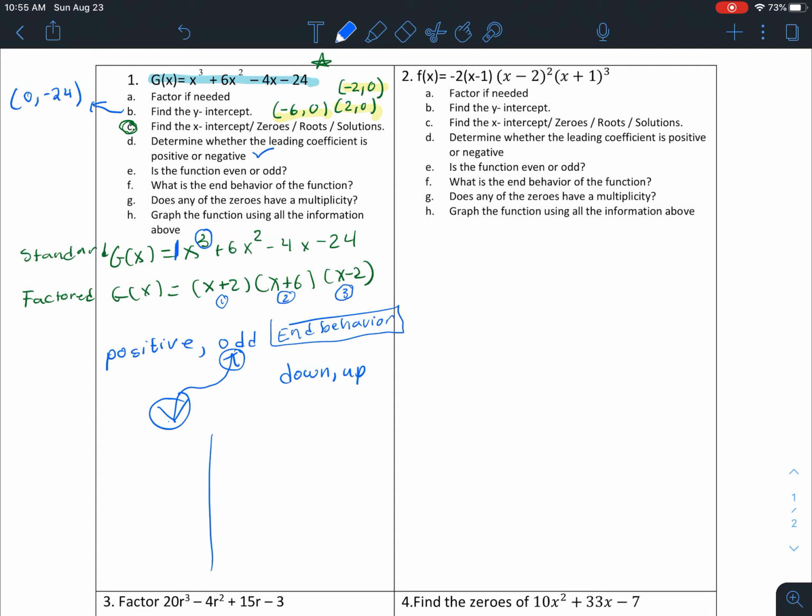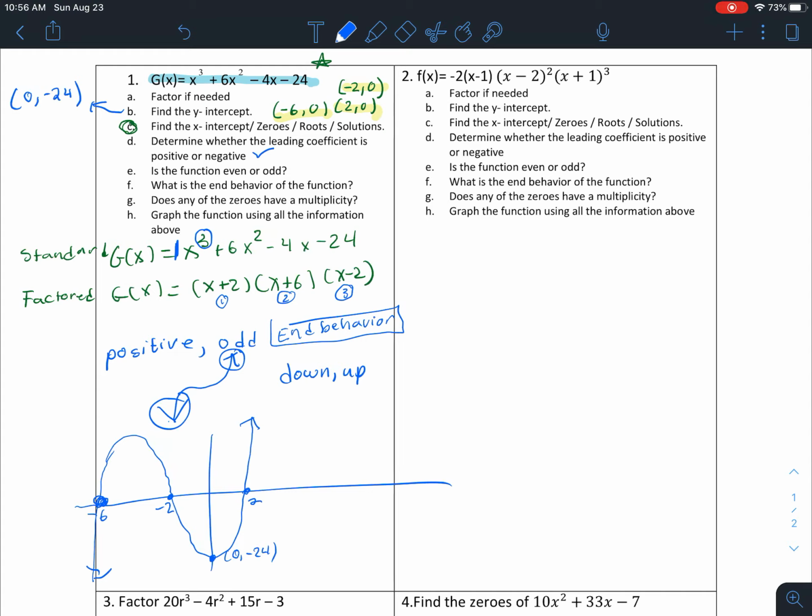So the next part is just graphing it. I'm going to show you how quick that can be. It doesn't have to be perfect. So my y-intercept was 0, -24. So I just put it down there. I have a +2, a -2, and a -6. So remember, you always start on the left side, and we are going to start down because our end behavior tells us we start down. So with polynomials, you just go through the points, through the points, through the points. And then voila, you have a graph.